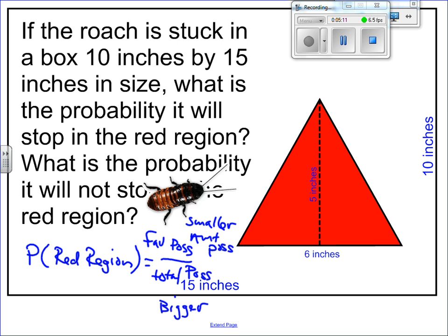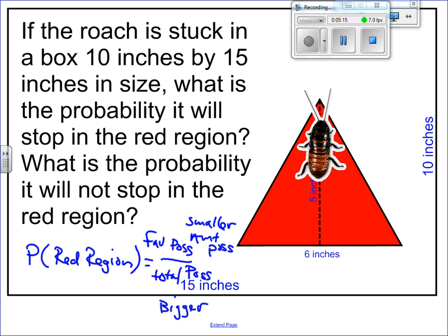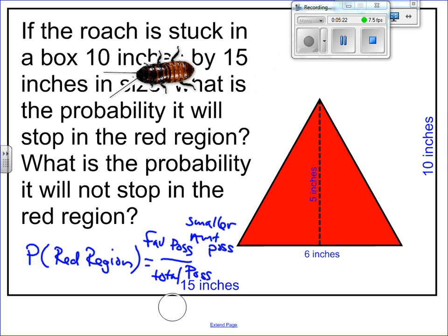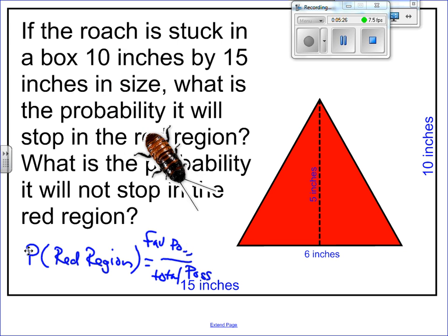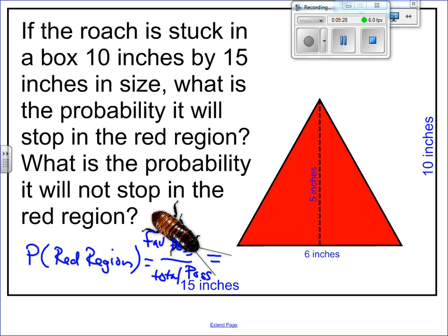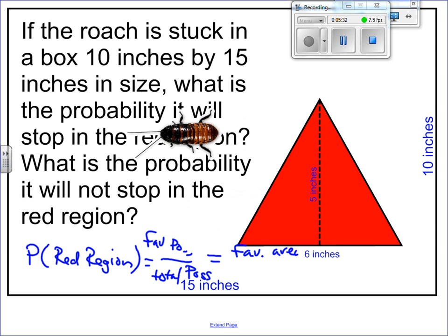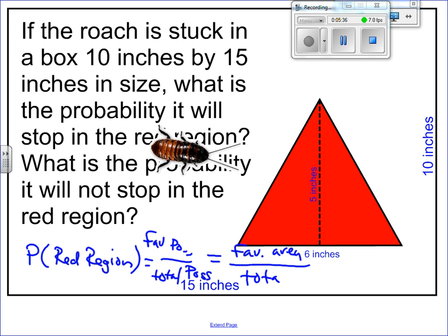Okay, we're looking to see if we land in the red region. So this is an area problem. So we're actually looking for the favorable. All right, and I'm going to adjust this basic probability formula. The basic probability formula is going to be the favorable area over the total area. So it's the favorable area over the total area.